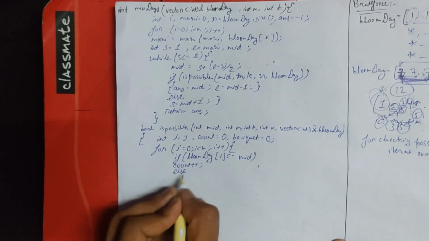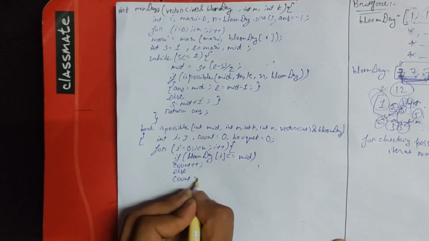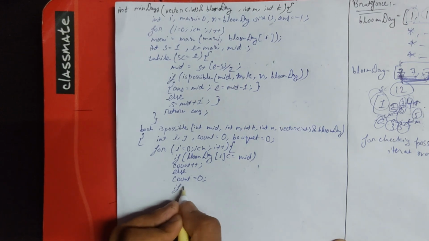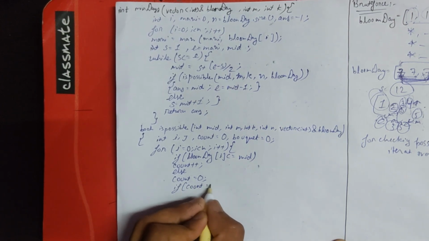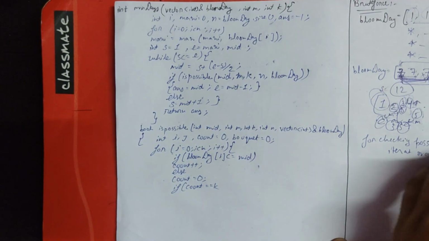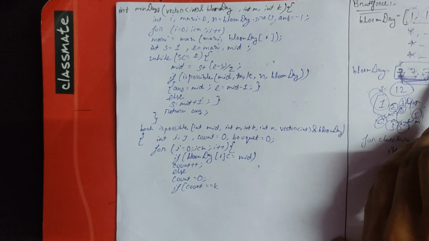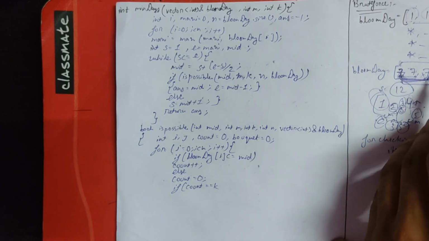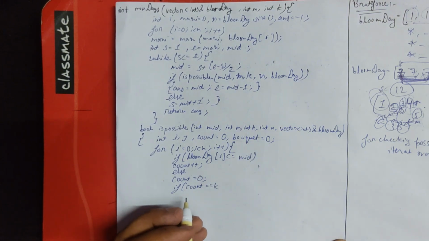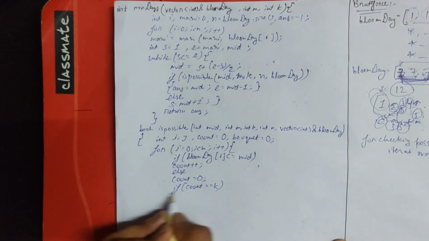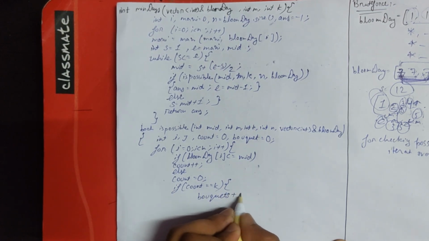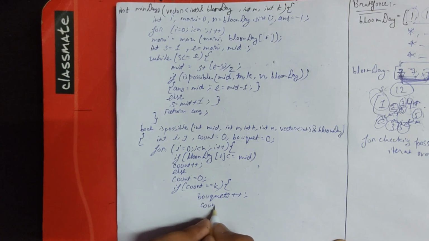So in the else case, count equals to 0. And now if count equals to k, so at any point, if we are counting the values and we got 1, 2, 3, which is equals to k, now we have to again reset the count to 0, and we will increase the counter of bouquet by 1, that we are using as the bouquet variable. So if count equals to k, what we will do is we will just write bouquet plus plus, and count will be shifted to 0.